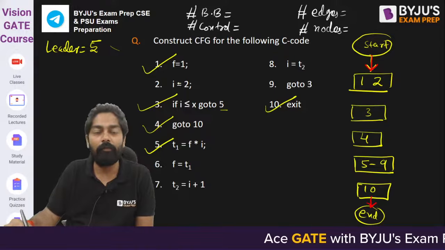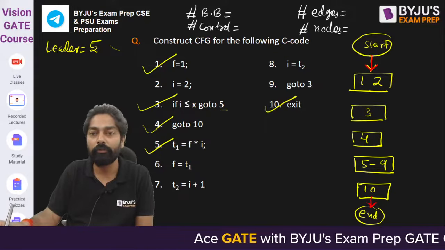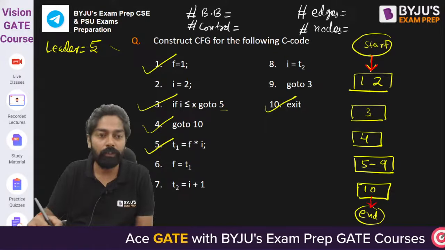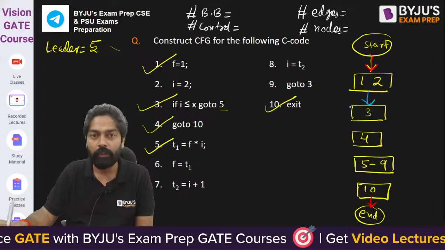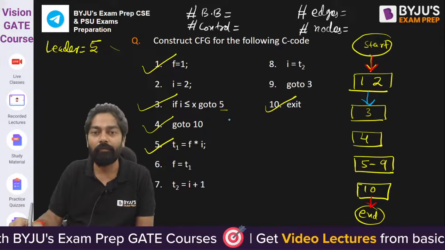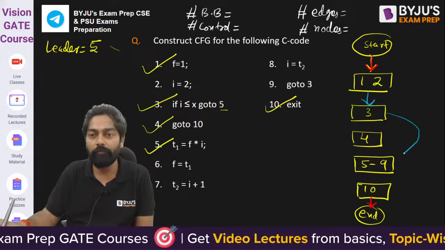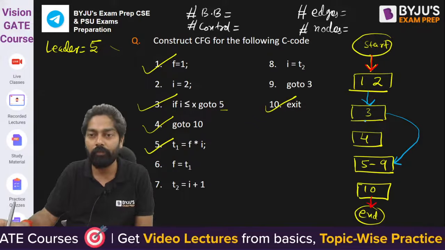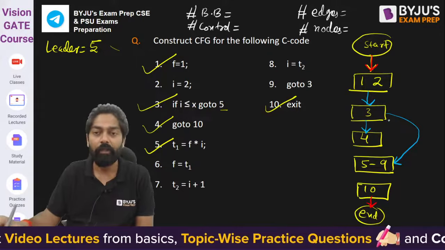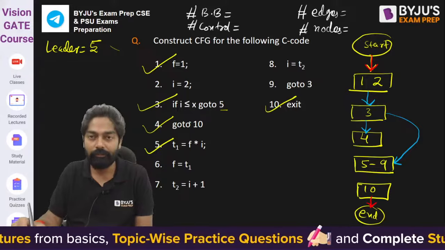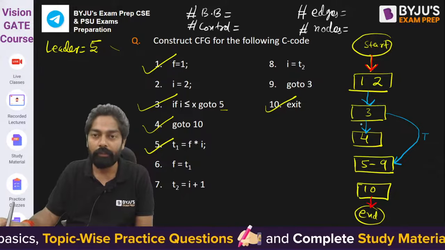See 1, 2: after 1, 2 can I go to 3? Yes, I will go to 3. So see, one edge, let me change the color: 1, 2 to 3. If i less than x, go to 5, so there will be one edge here. If it is false, it will go to 4, so one edge will be here. If it is true, it will go here; if it is false, it will go here.